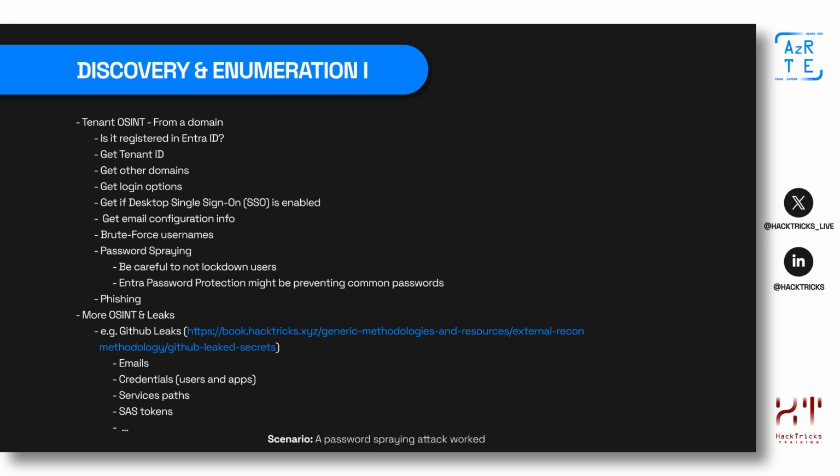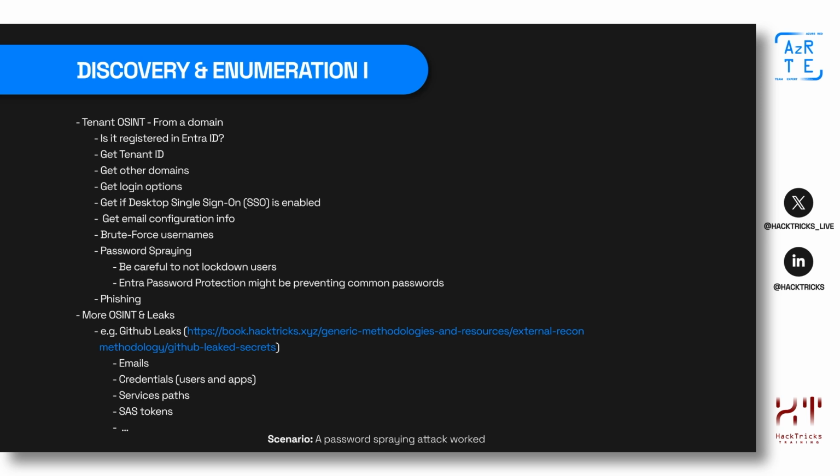Moreover, in order to try to get a foothold inside the organization, we should also check other OSINT sources. For example, we should check for potential GitHub leaks in the GitHub repositories of the organization and in the personal repositories of the workers. Here we could find sensitive information like API keys, passwords, emails, Azure service paths, SaaS tokens. Well, in general, any OSINT source that could contain relevant information about the organization should be checked.